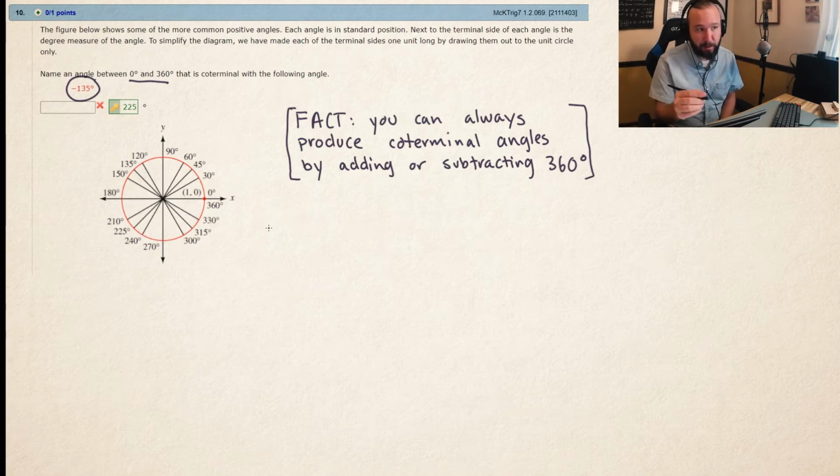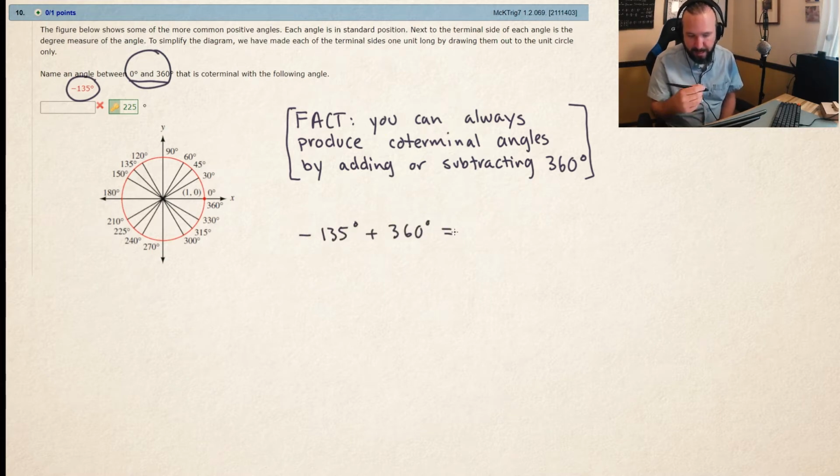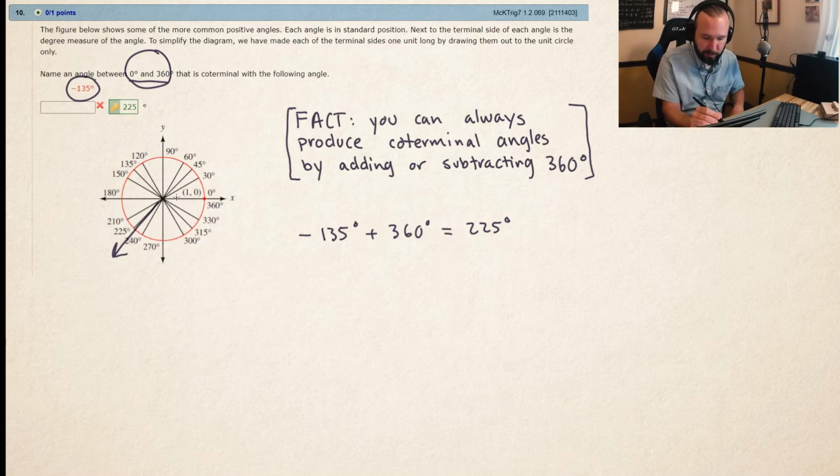So I'm just going to start adding 360 degrees until I end up in this range. I don't think I'm going to have to do it very many times. So negative 135, that's what they give me, and then I'm going to start adding 360. So once I add it one time, I get 225 degrees. So that's 225 is right here. So you'll have two coterminal angles: if you go this way, 225 degrees, or if you go this way, because I'm opening in the clockwise direction, negative 135 degrees. You'll have two coterminal angles there.